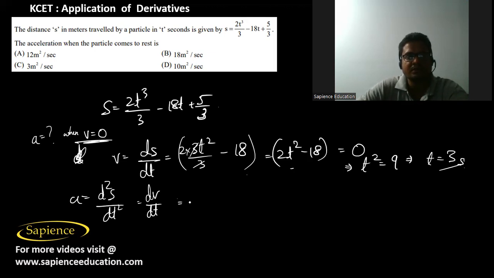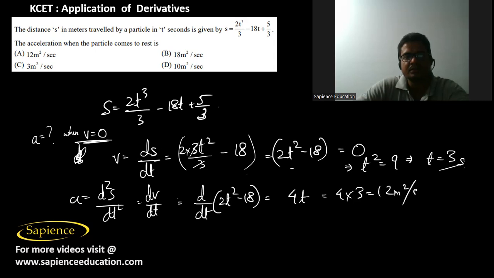So dv by dt will be equal to d by dt of 2t square minus 18, so that will be equal to 4t. That should be equal to 4 into 3, so that is 12 meter per second square.